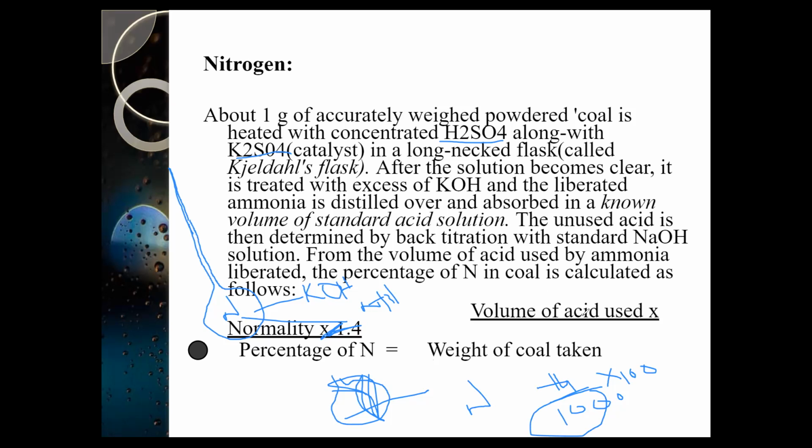Whatever amount of acid volume is used, we have to substitute here. And normality is nothing but the concentration. So whatever concentration we are using, whether 0.1 or 0.2 or 0.3, we have to substitute it in this formula to find out the percentage of nitrogen. So this is about percentage of nitrogen.